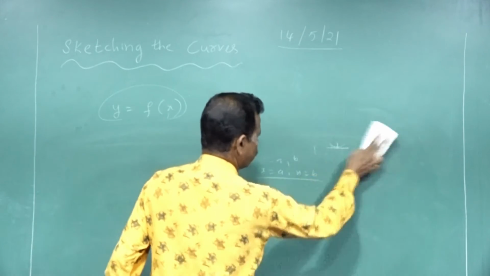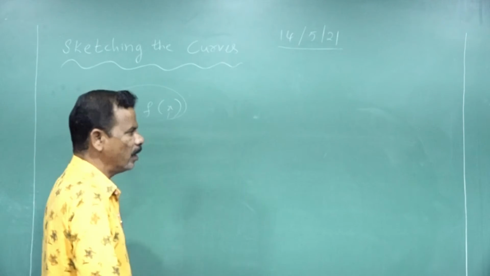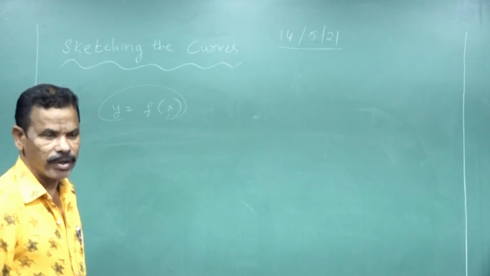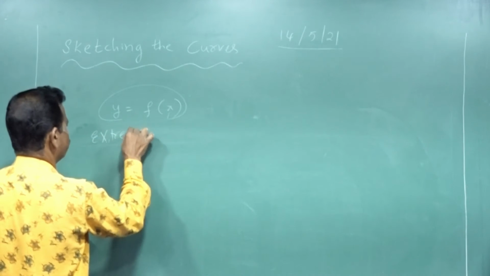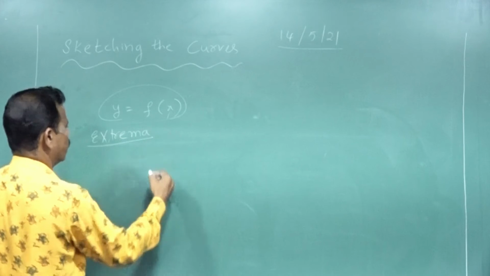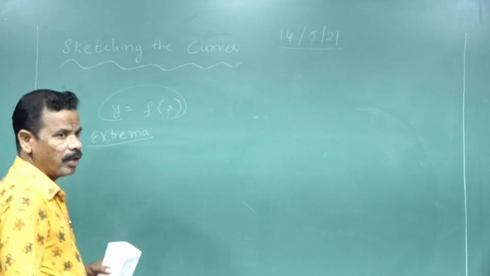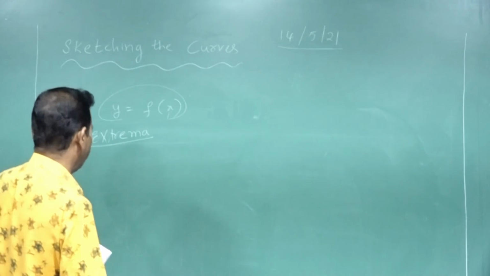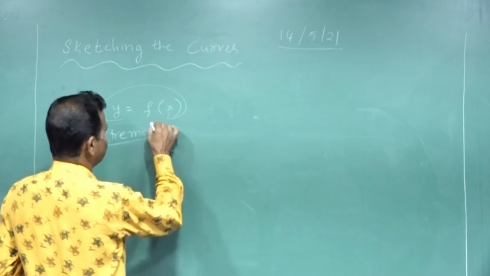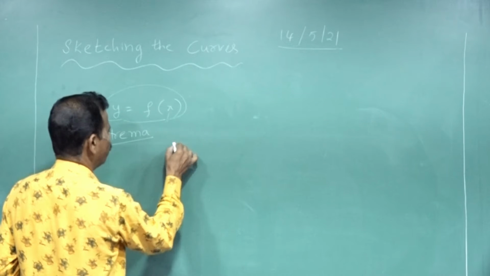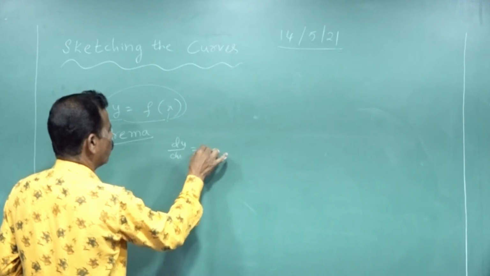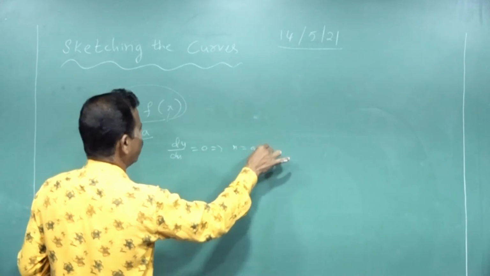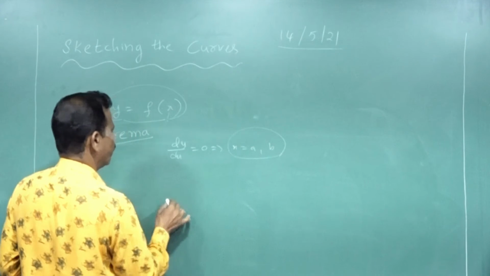After this, local extrema of the function. Local extrema, local minima or local maxima. That means for the given function, we do the first derivative, dy by dx is equal to 0, then we get x is equal to a and b from the first derivative.